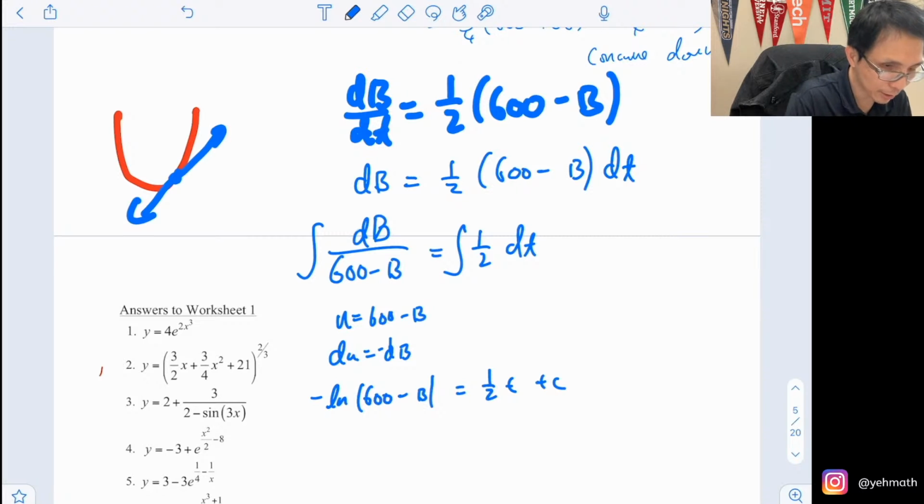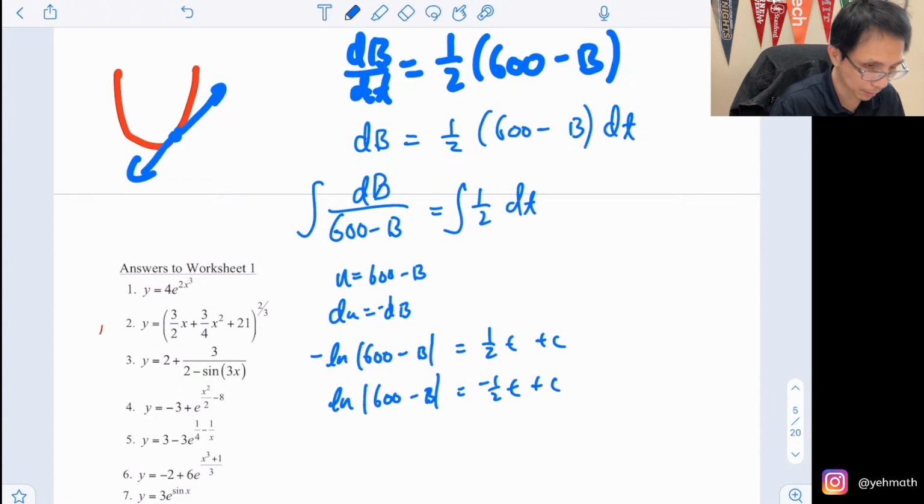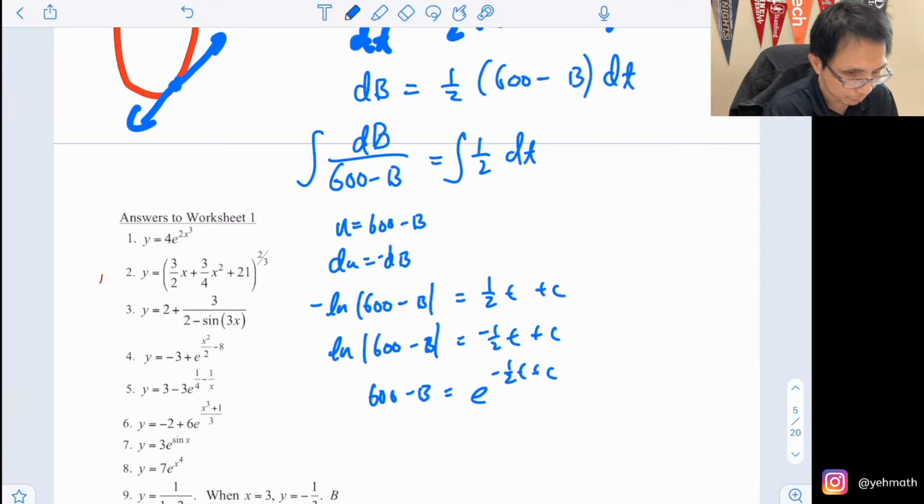The next part is to multiply everything by negative, so it'll be ln of 600 minus b. Why? I need to isolate the b, so I need to get rid of the negative sign. So negative half t plus c. C is not going to change because it's multiplied by negative 1. If I e to both sides, it's going to be 600 minus b equal to e to the negative half t plus c. So e to both sides, e and ln cancel out.